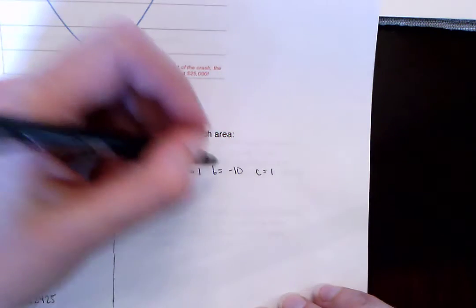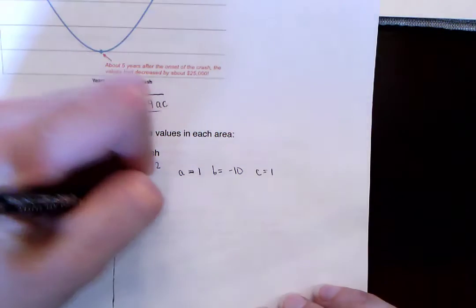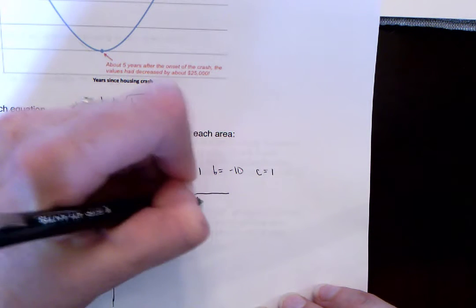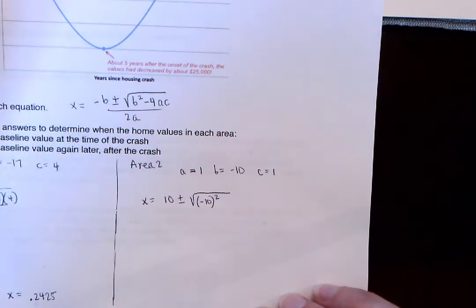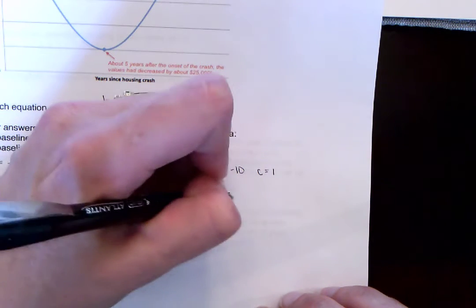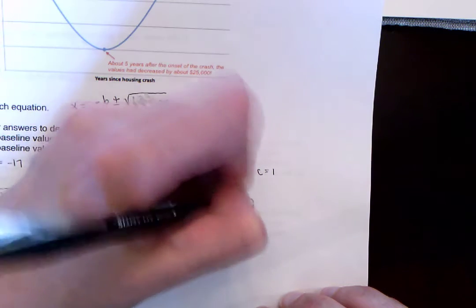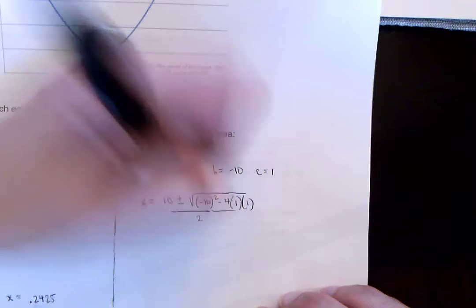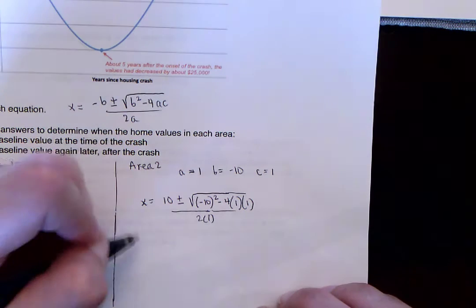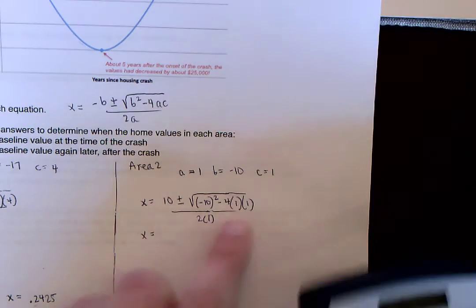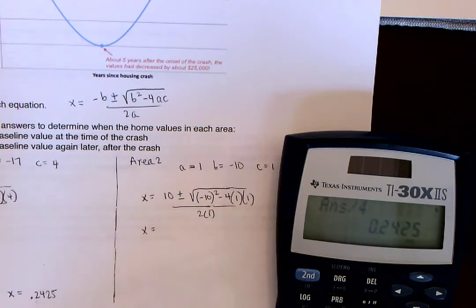So again, opposite of B, that's that first one. So 10 plus or minus square root of -10 squared, because remember that's B, minus 4 times A is 1 times C is 1, there you go, all over 2 times A, which is 1. So again, I'm just going to put that in the calculator, this stuff that's underneath the square root, and we'll figure that out. We could probably actually figure this out pretty easily, but I'll just put it in there anyway.